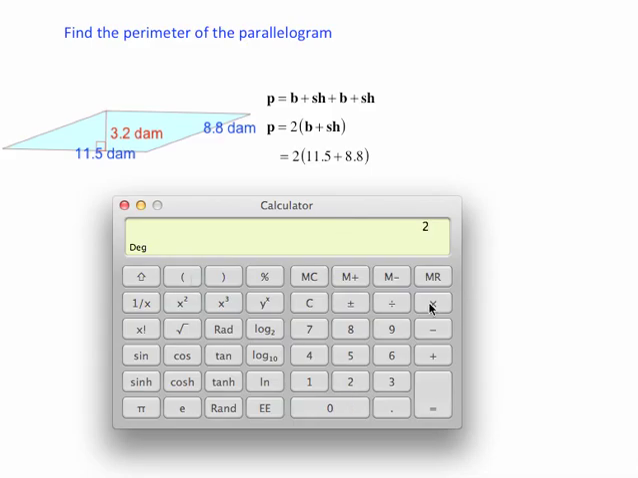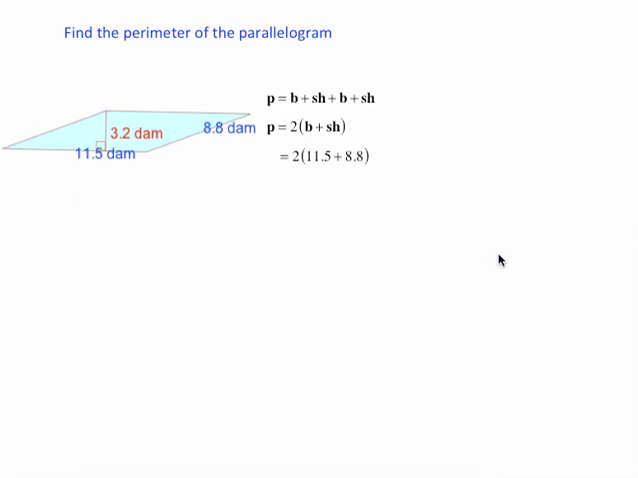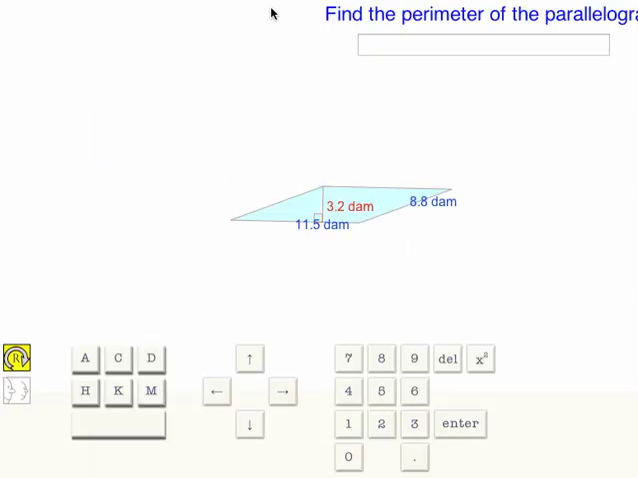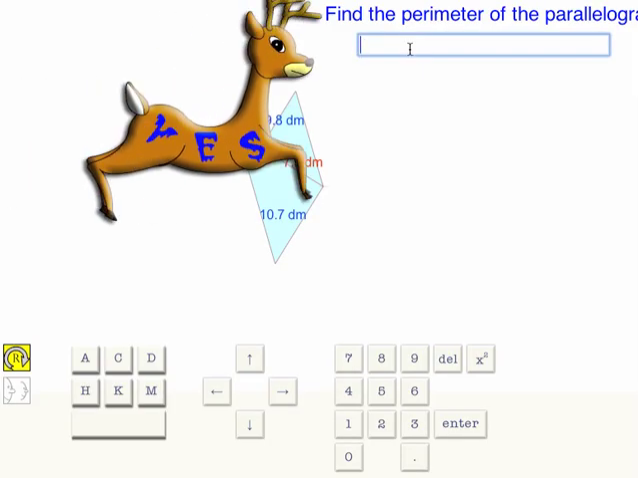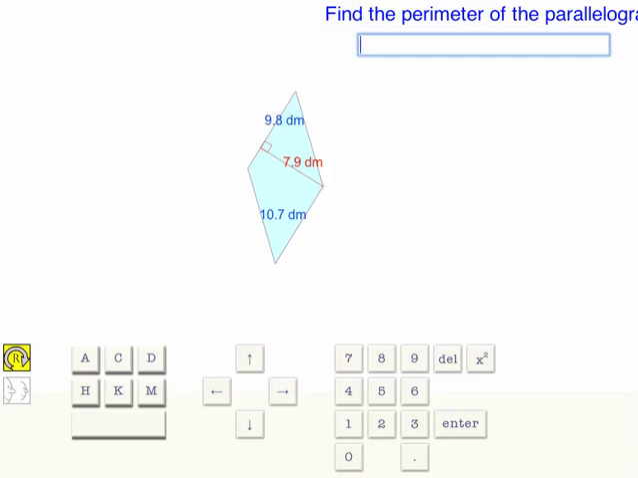2 times, open bracket, 11.5 plus 8.8, close the bracket. That's 20.3. When I press equals, that gets doubled to 40.6. And there we go, 40.6. The units are decameters, because it's a length. That's it. Let's go back to the program and put that in: 40.6 decameters. Yay. Let's have a look at another shape.